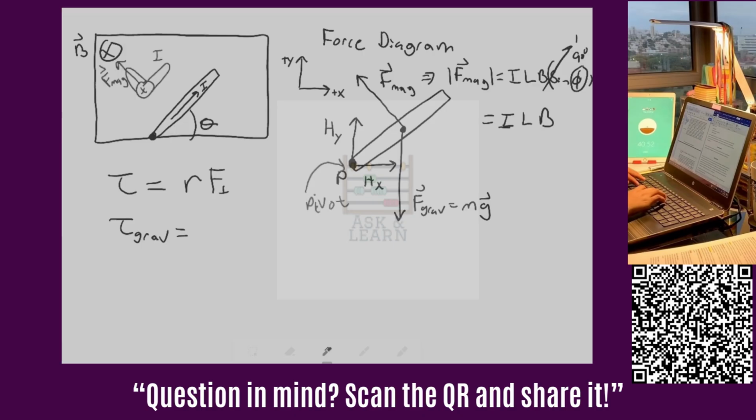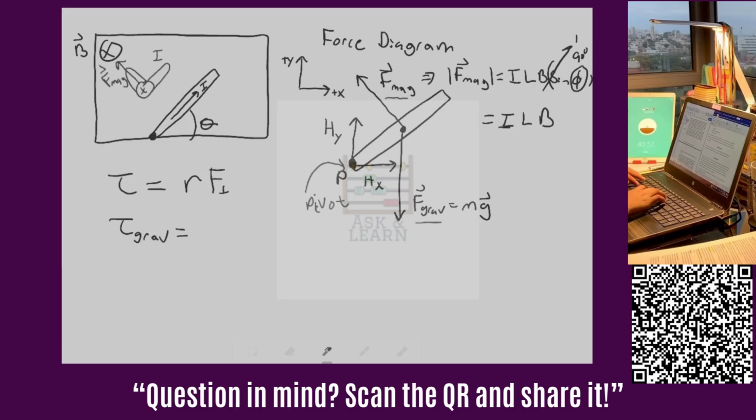What happens if we put our pivot point at point P is that we have no torques being applied to our rod due to the hinge forces. So there's going to be no hinge force torques, and the only torques we have to care about are torques arising from the magnetic force and the gravitational force. So for our gravitational force, we get back to that.